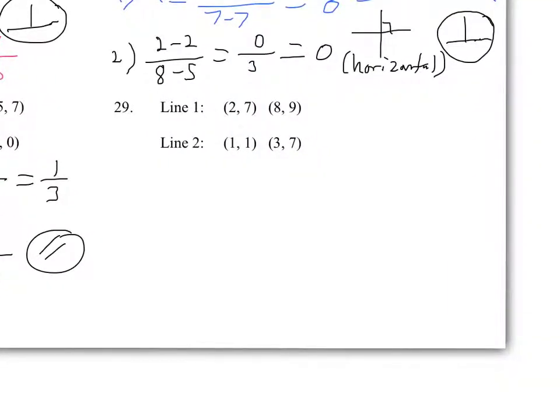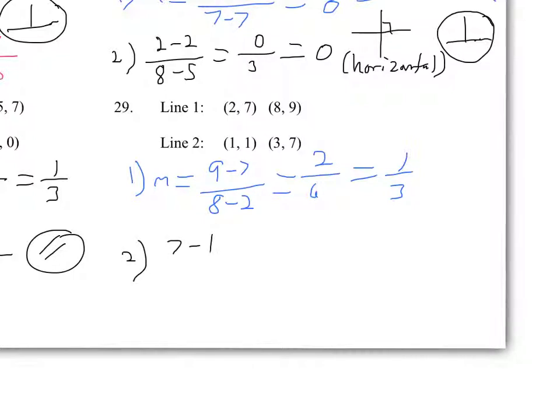Alright, number 29, last one of these. So for line number 1, I'll do 9 minus 7 on top, 8 minus 2 on bottom. I get 2 over 6. That's also 1/3. For line number 2, I'll do 7 minus 1 on top, 3 minus 1 on bottom. I get 6 over 2, and that's a slope of 3, or 3 over 1. So those are my two slopes.